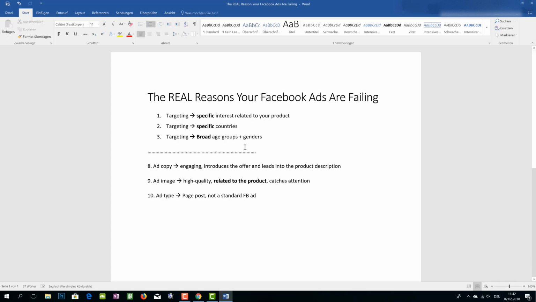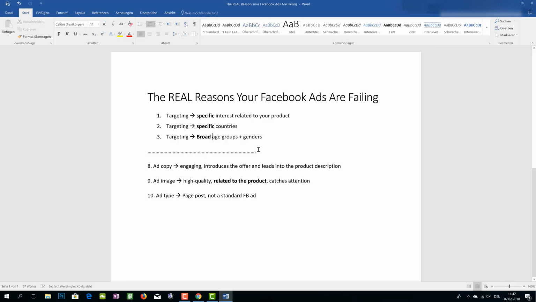Same thing with age groups. Yes, you probably have an idea that most of your audience is going to be, say, 18 to 25 and male or female. But there are people outside of that age range that also might fall into your potential audience. And if your interest targeting is specific, then you also want to target the smaller subset of people who are, say, 40, but still fall into your target audience.